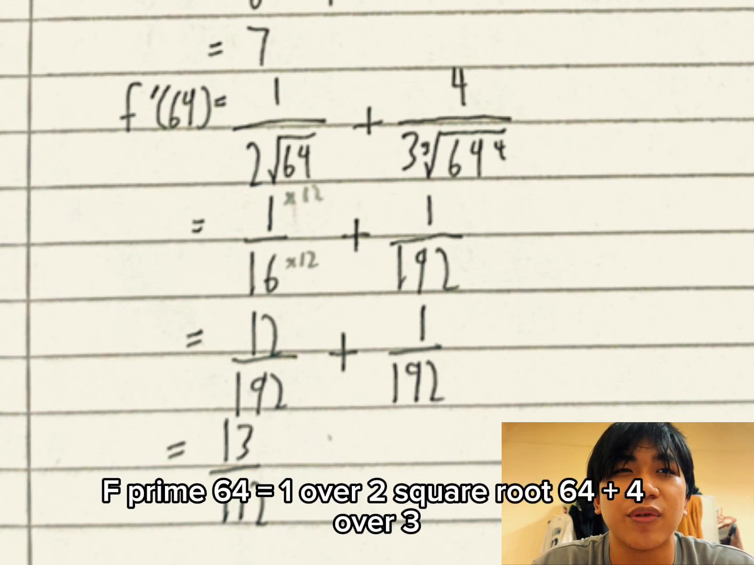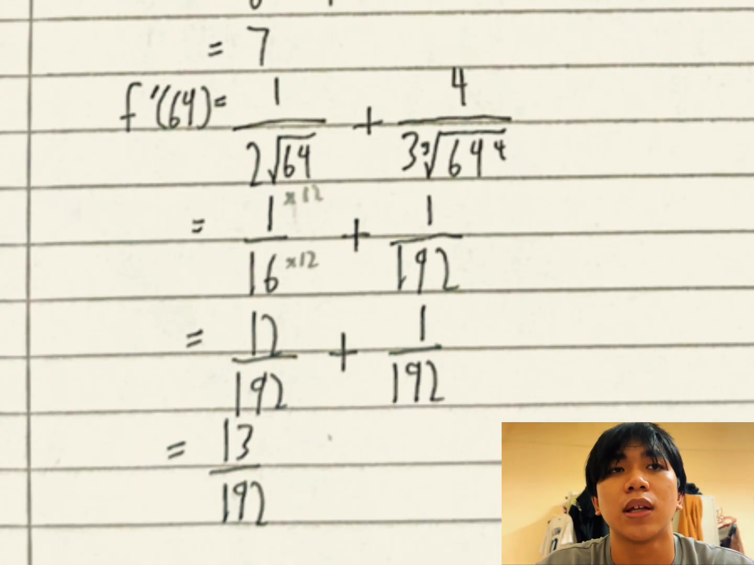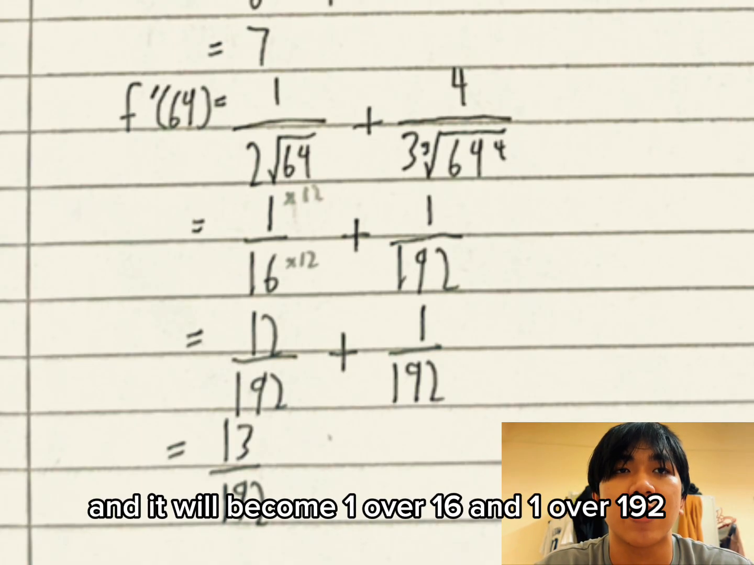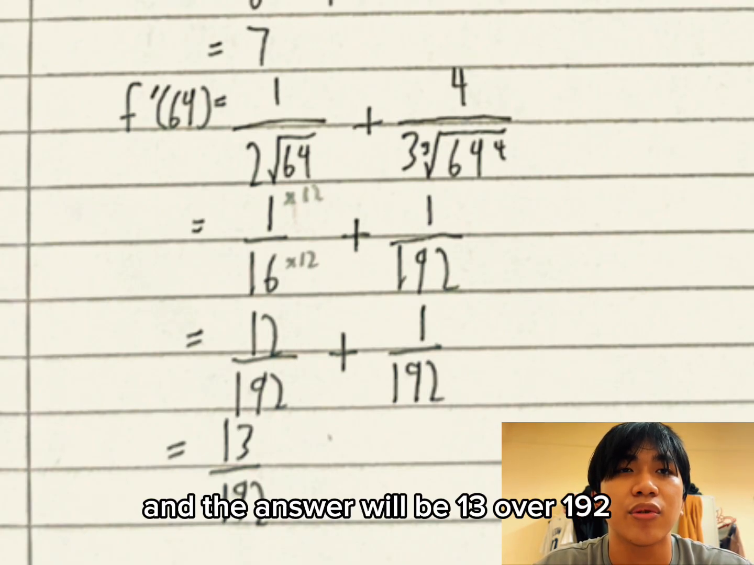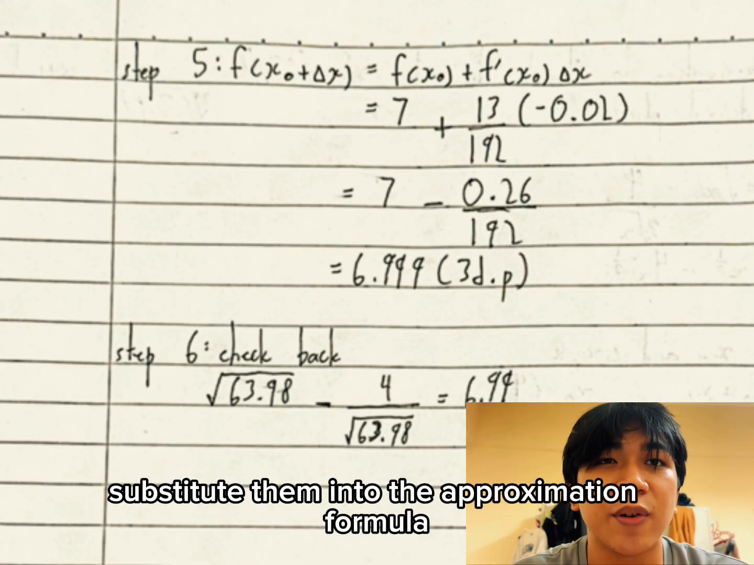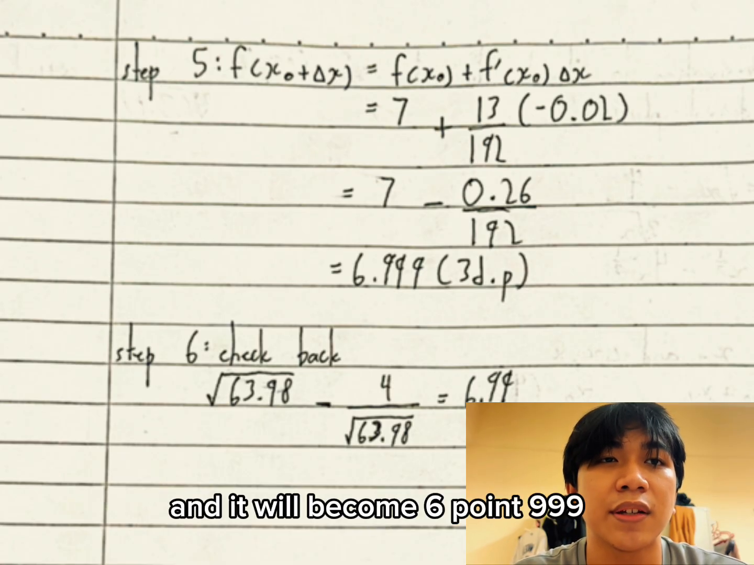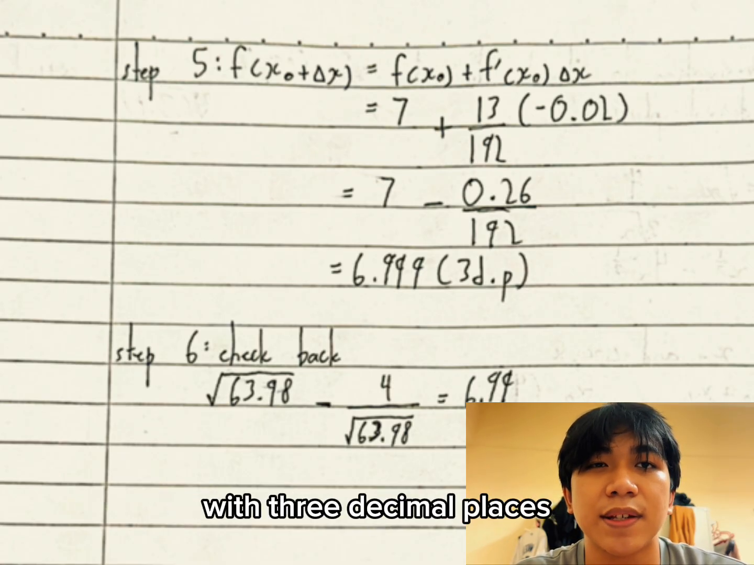For f prime of 64, we will do it like this. f prime of 64 equals 1 over 2 square root of 64 plus 4 over 3 cube root of 64 to the power of 4. Then simplify it and it will become 1 over 16 and 1 over 192. And the answer will be 13 over 192. For the fifth step, substitute them into the approximation formula. So 7 plus 13 over 192 multiplied by negative 0.02, and it will become 6.999 to 3 decimal places.